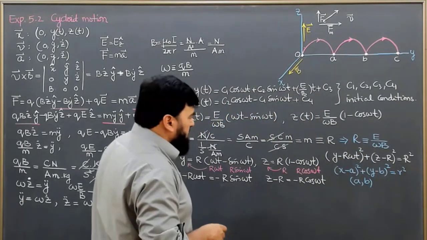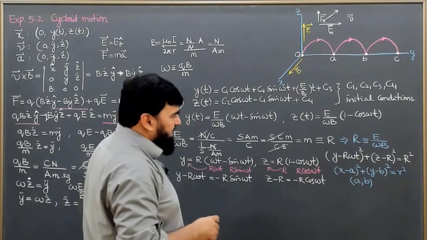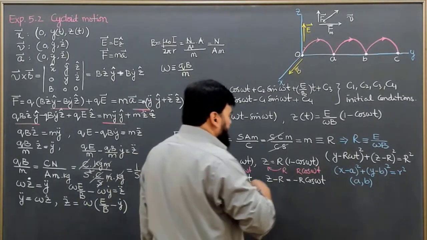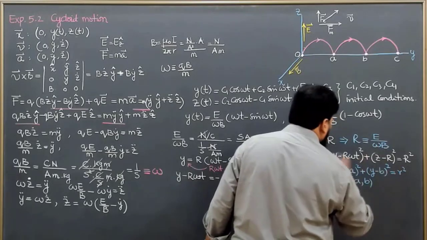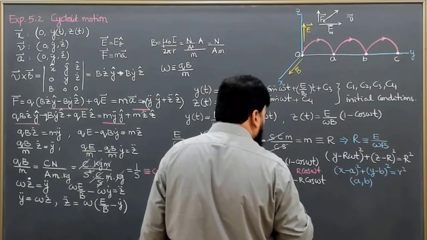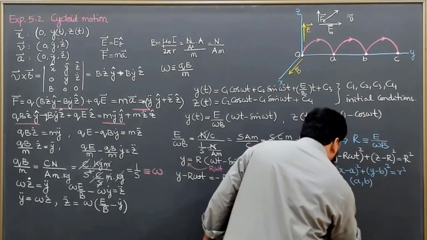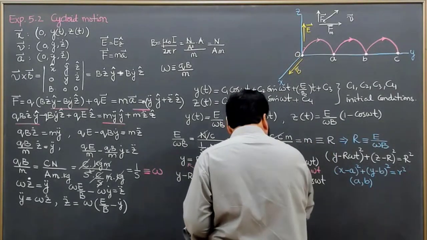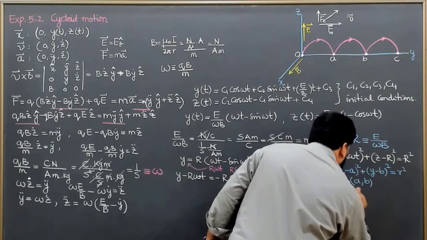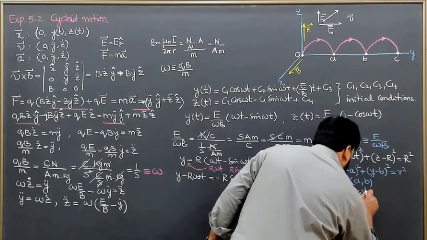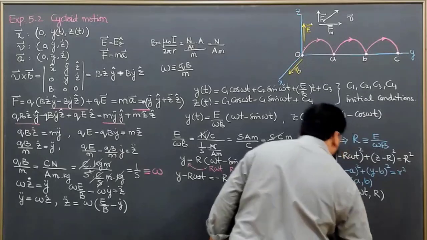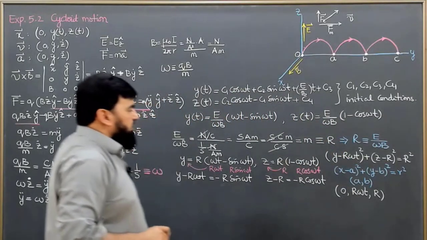So y minus r omega t, it is a plane, it means it's a circle, and its center is at r omega t in y. So if I want to write in 3 dimensions, it's a circle whose radius is 0 in x, r omega t in y, and r in z. So it's a circle whose center is moving.